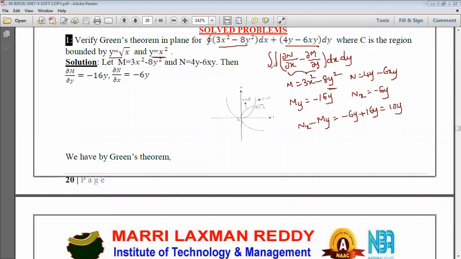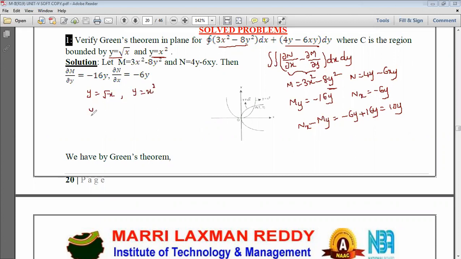Now we are going to apply the double integral. For calculating the double integral, we require the limits of x as well as y. The same concept of multiple integrals that we applied in double integrals, you need to apply here. First, you need to take the given curves. What are the given curves? Here we have y is equal to root x and y is equal to x².